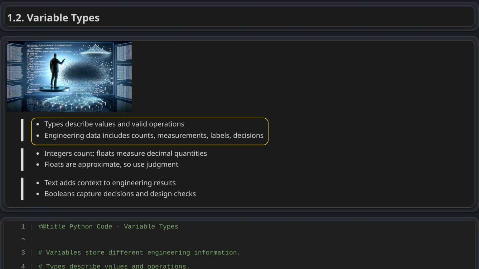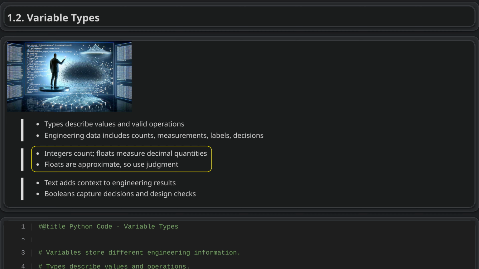Understanding these types helps Python process data correctly and supports reliable calculations. Python's main numeric types are integers and floating point numbers. Integers represent exact whole number counts, while floating point numbers represent decimal measurements and are commonly used in engineering. Because floating point values are approximations, they are usually reliable but can cause issues with tiny differences or repeated calculations. Understanding the distinction helps prevent mistakes between counts, measurements, and rounded values.